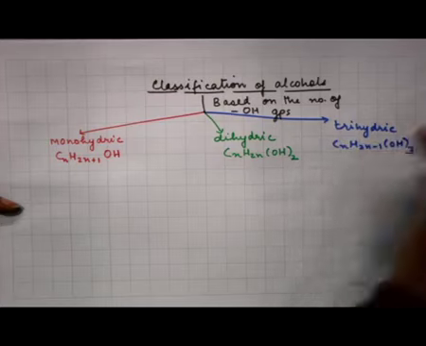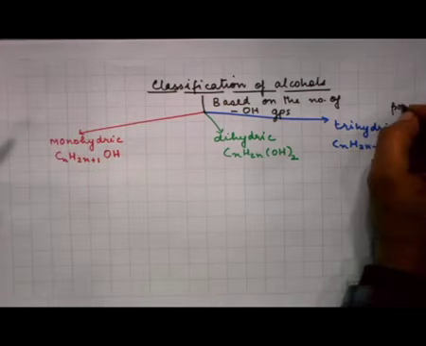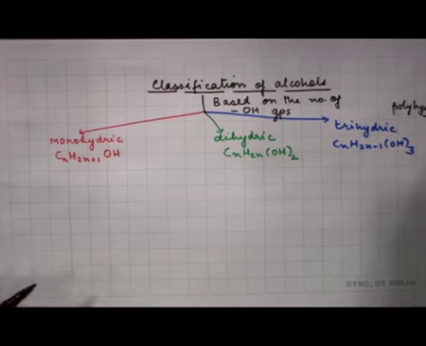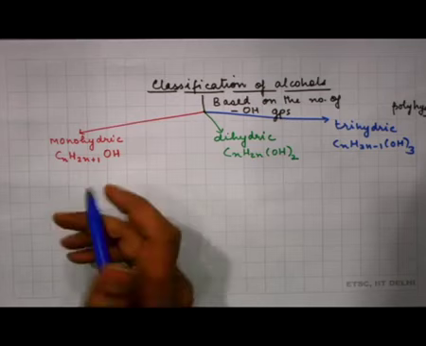or it could be more than 3. So, we can always have a polyhydric alcohol. If multiple hydroxyl groups are present, it can be a polyhydric alcohol. So, based upon that, their physical properties, their solubilities and boiling points change as well.